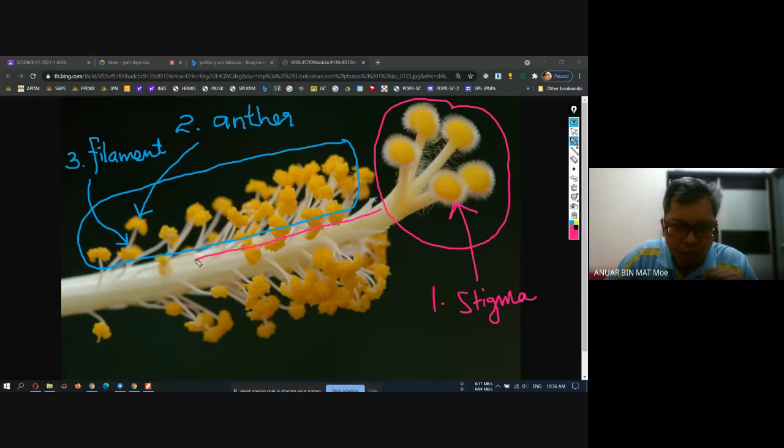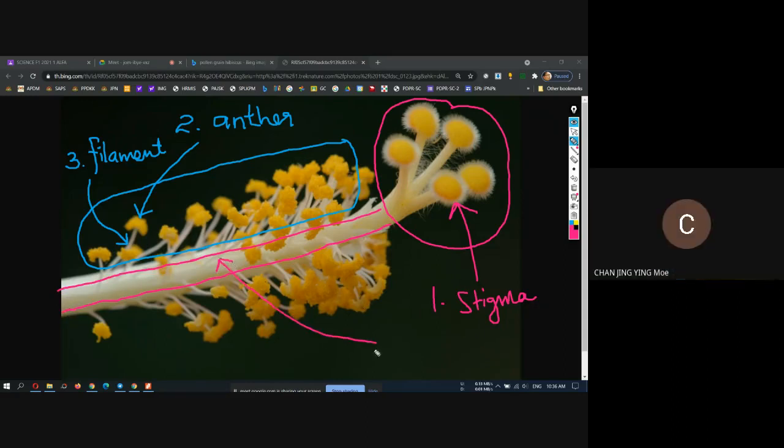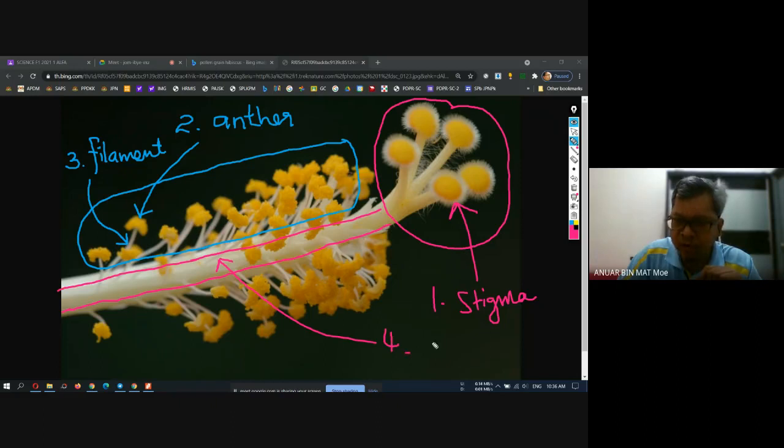There's a long tube, right? A long tube from the stigma that goes all the way to the ovule here. This one we call what? Style. Number four? Yes, very good. This is style. Style is also a female reproductive organ.